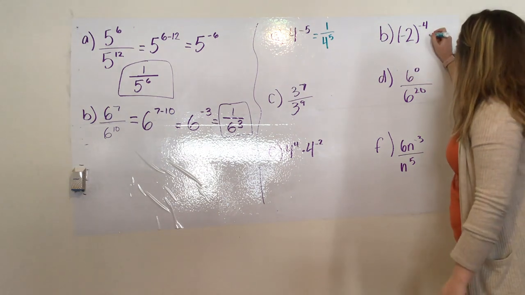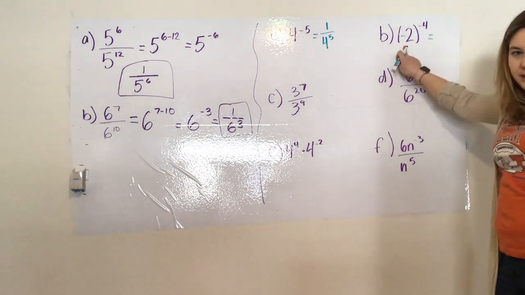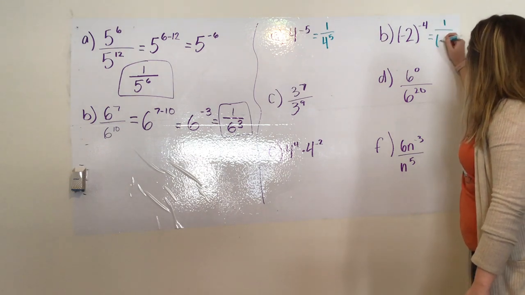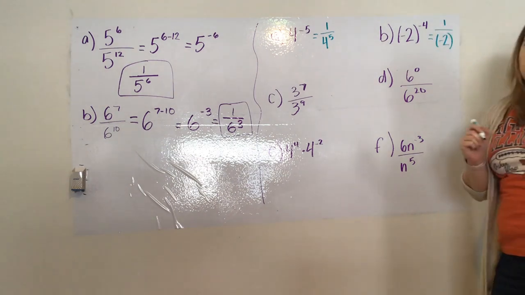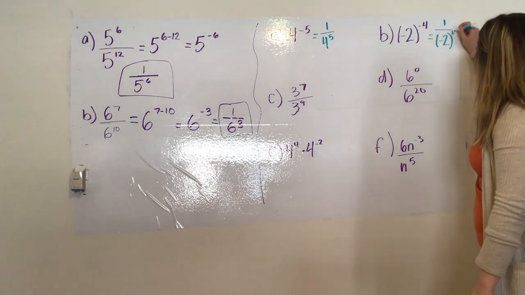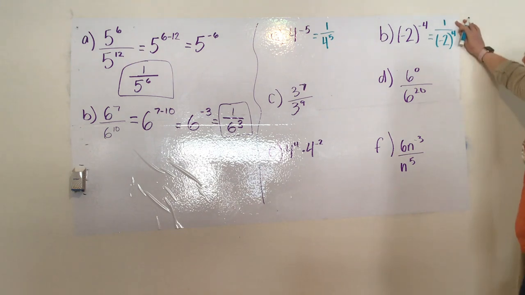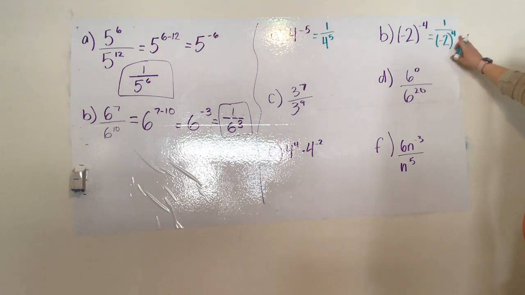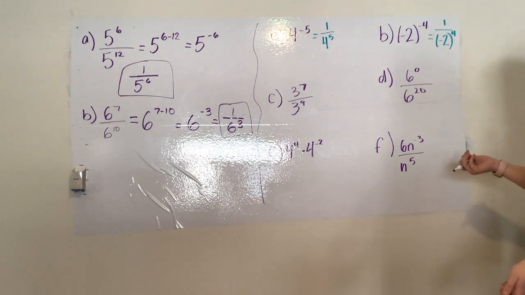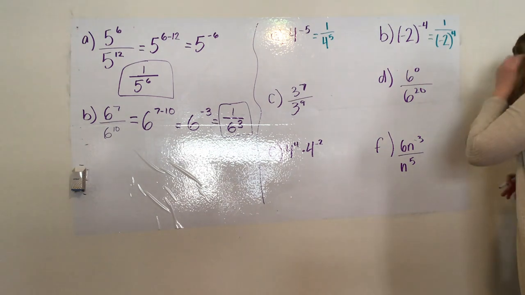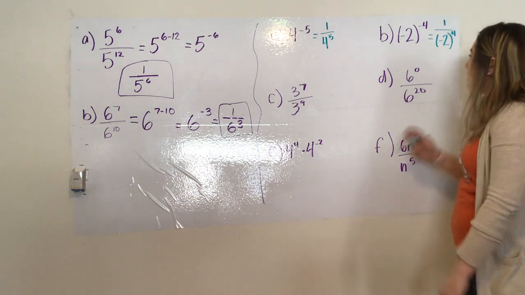Okay, now this next one, same thing. We just have a negative base. So now we just have 1 over, and again, negative 2 is contained in the parentheses, to the power of positive 4. All right, so you can notice that 1 over negative 2 to the power of 4 would simplify to a positive exponent, but right now it doesn't matter because it just says our answer should have positive exponents, which it does.